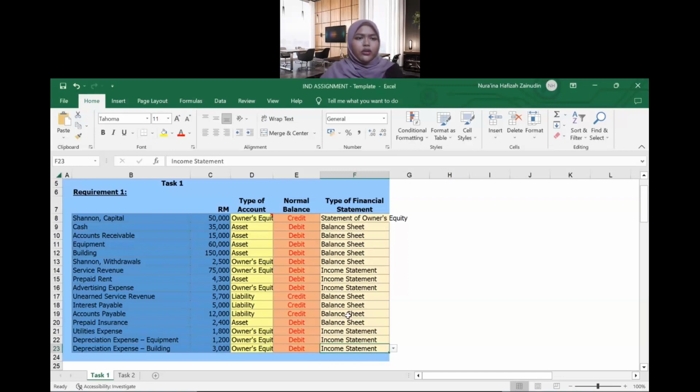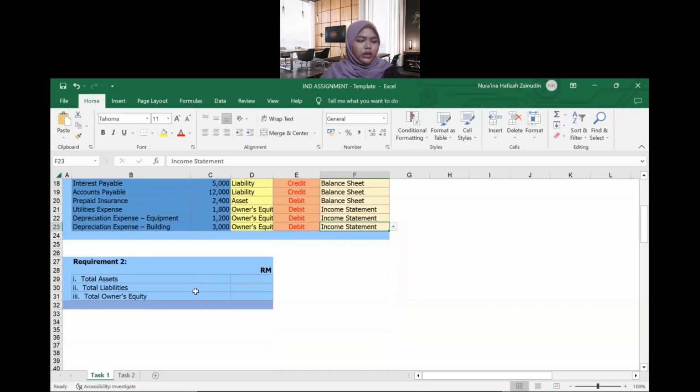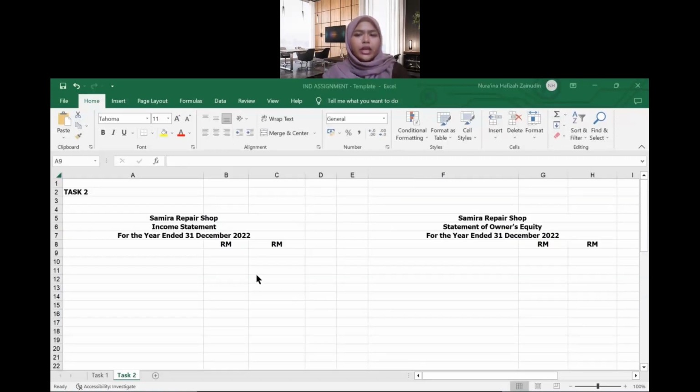Okay, for task 2, requirement 2, I need to do the accounting equation using the formula: asset equals liability plus owner's equity. The total asset is 266,700, the total liabilities is 22,700, and the total owner's equity is 136,500. For task 2, I also need to do the income statement, statement of owner's equity, and the balance sheet of Samira Repair Shop for the year ended 31st December 2022.